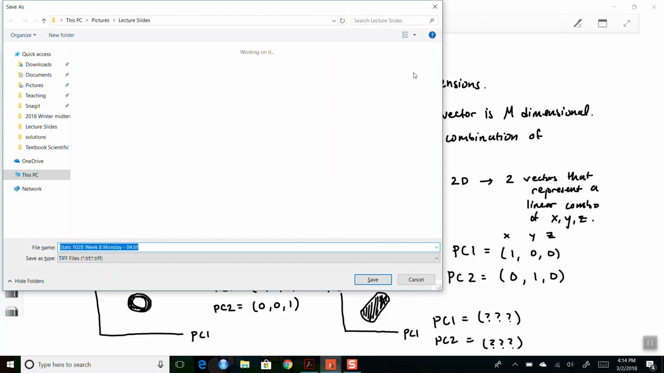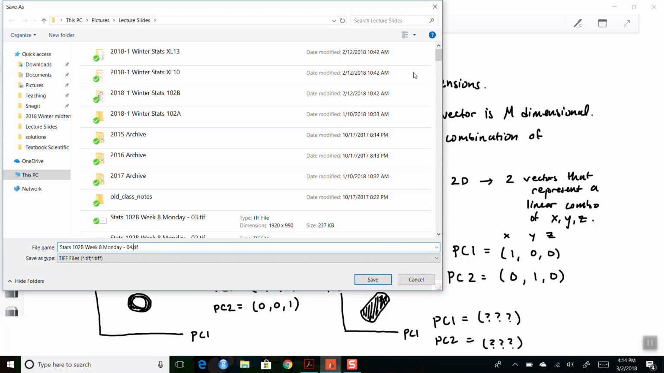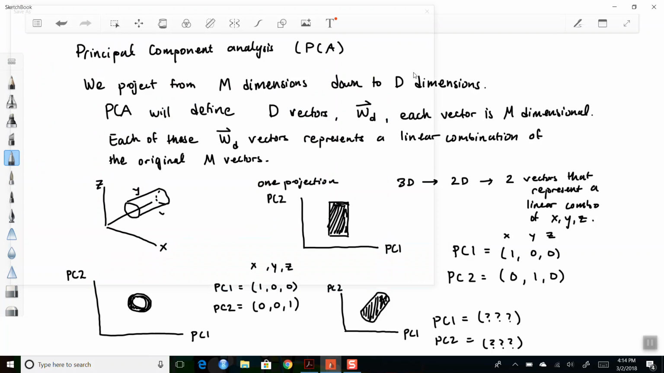Okay, so does this make sense? Week 8, Friday? It's already March, guys. So that's what we're doing. We're going from m down to d, and each of the d is a linear combination of the original m.